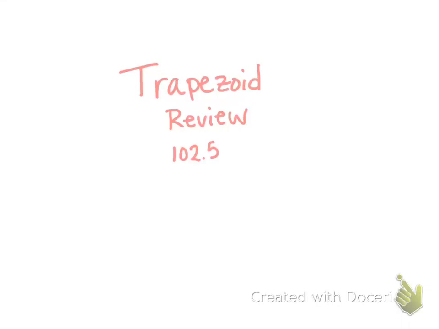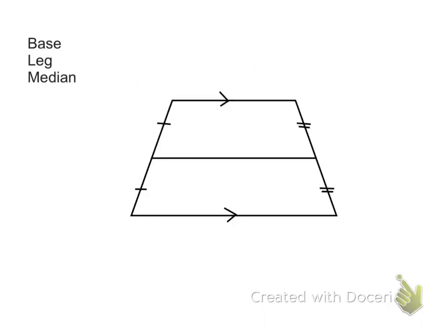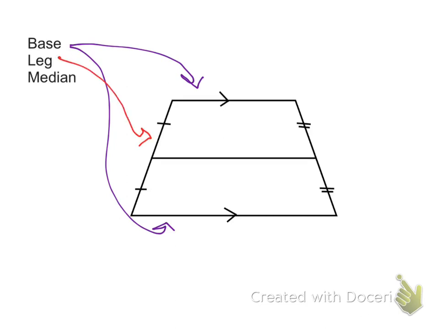This lesson is going over some trapezoid review that we have covered before, but I just wanted to give you a quick refresher. So here's our trapezoid. It has two bases, it has two legs, and a median. Remember the base, that's a base right there, and this is a base right here. The two legs are the sides that are not parallel to each other. And then, of course, the median is the line right in the center, right there.